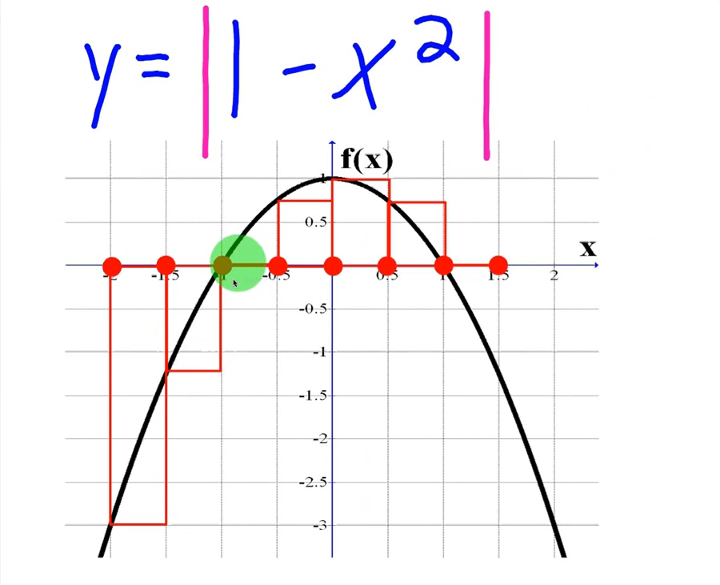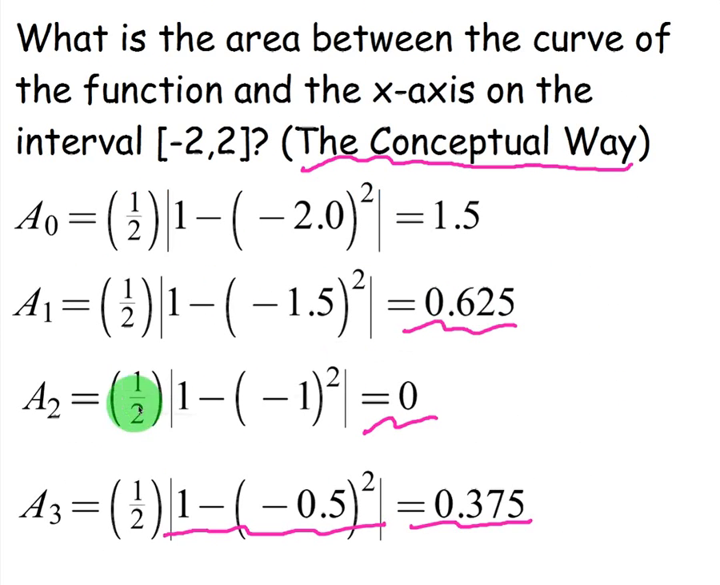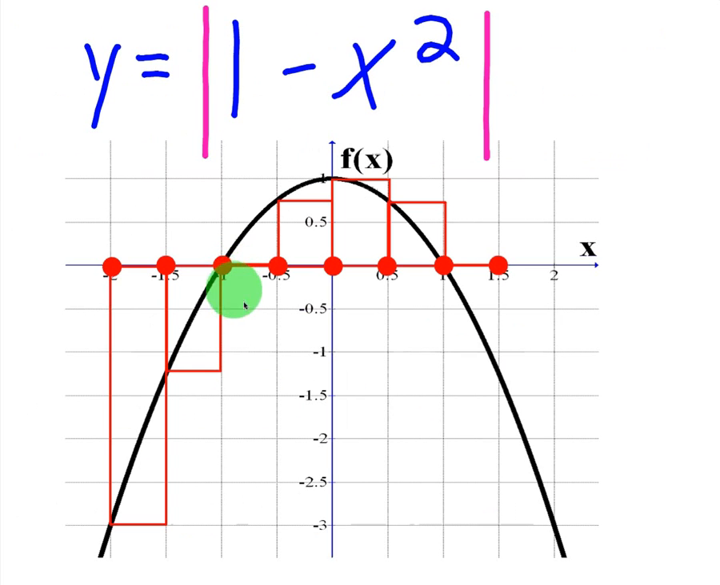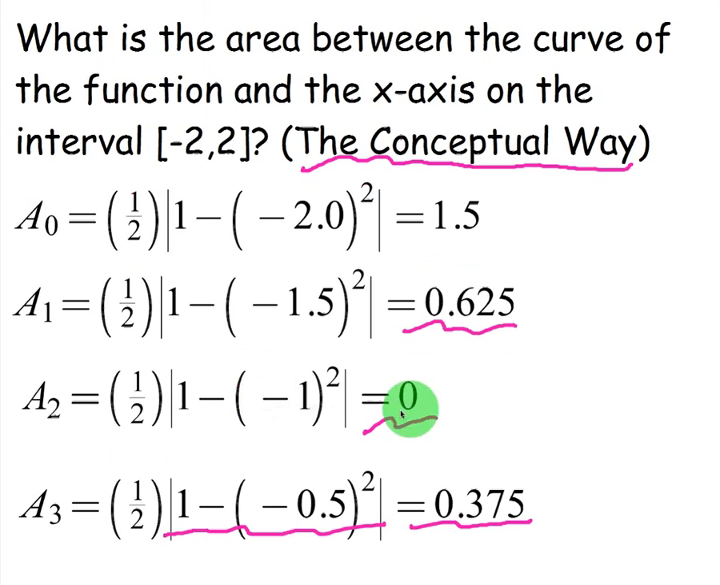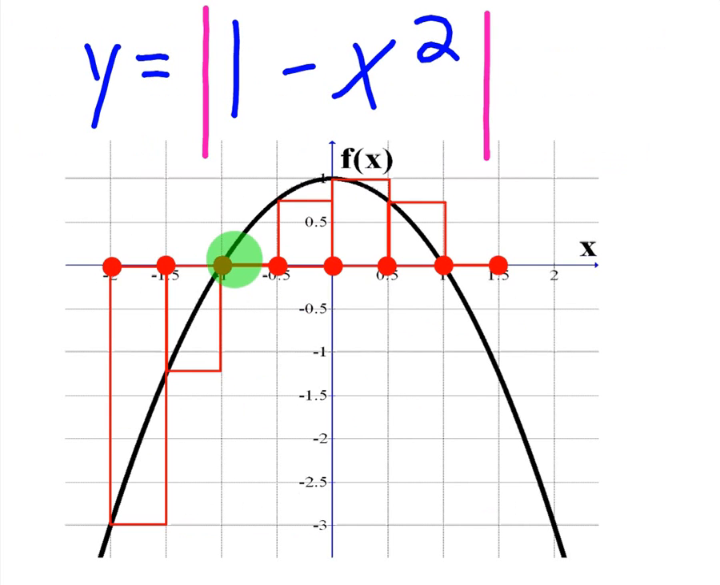To figure out the area of the next rectangle, we will follow the same pattern: 1/2 times the height of the next rectangle. Now here's the problem. If we look at our next x value of -1, it will yield a rectangle with no height. So therefore the area of that rectangle is going to be 0. That happens sometimes with Riemann sums. You can begin to see why it's not the most accurate way of finding the area between a curve and the x-axis, especially if you have a small amount of rectangles. As I said before, if you increase the number of rectangles, the area is going to be more accurate.